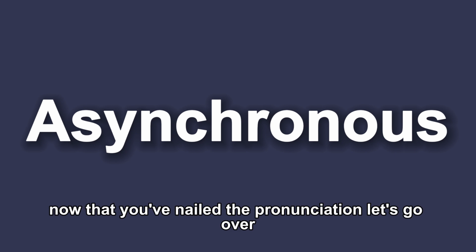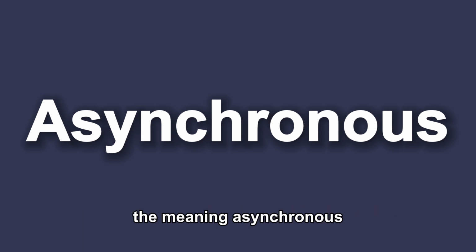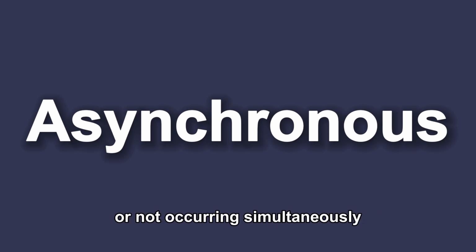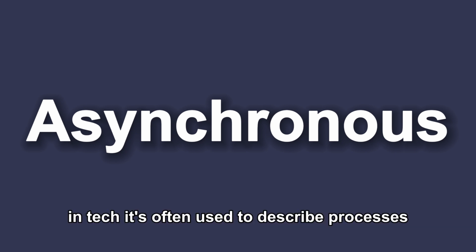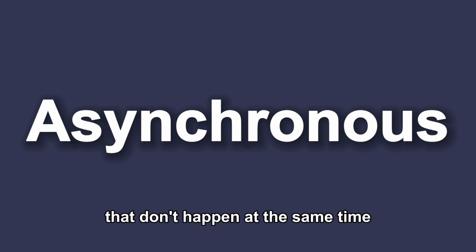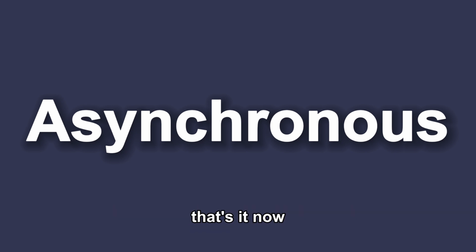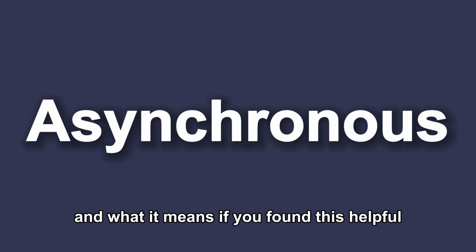Now that you've nailed the pronunciation, let's go over the meaning. Asynchronous refers to things happening at different times or not occurring simultaneously. In tech, it's often used to describe processes that don't happen at the same time, like asynchronous communication or programming. That's it. Now you know how to pronounce asynchronous and what it means.